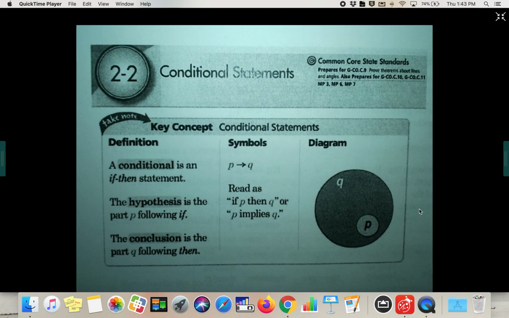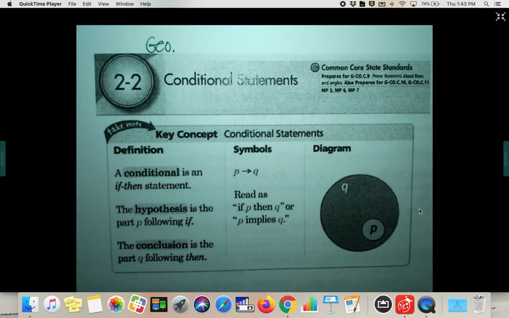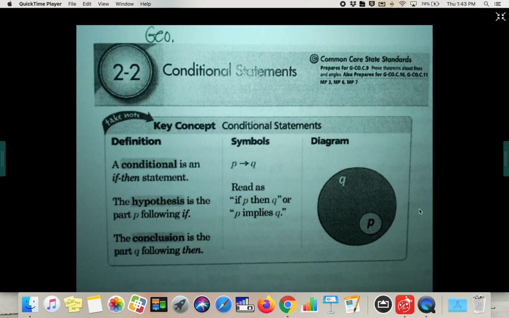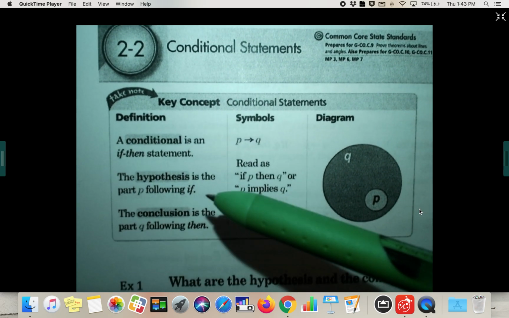Okay, for Geometry 2.2, we are still talking about hypotheses and things like that. So here are some good definitions for you.